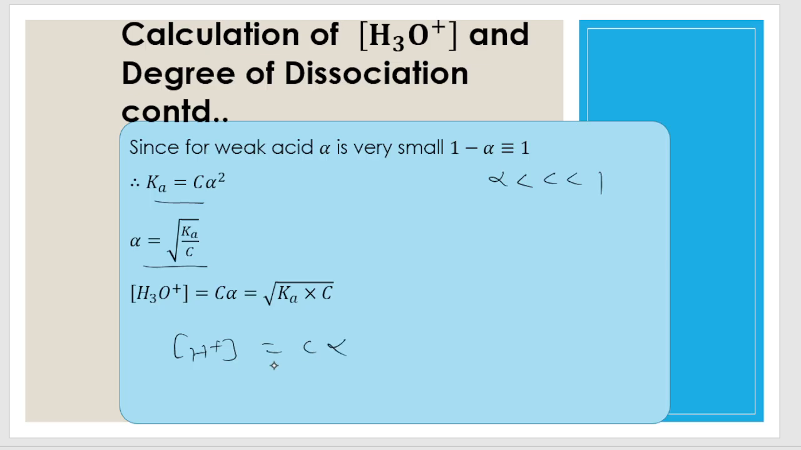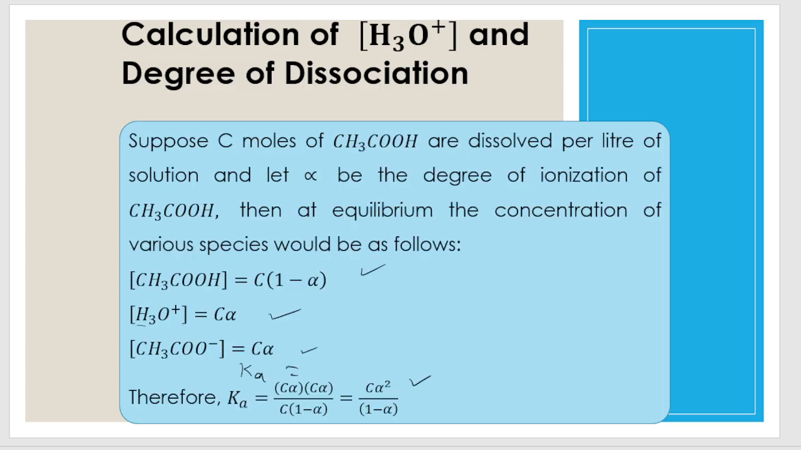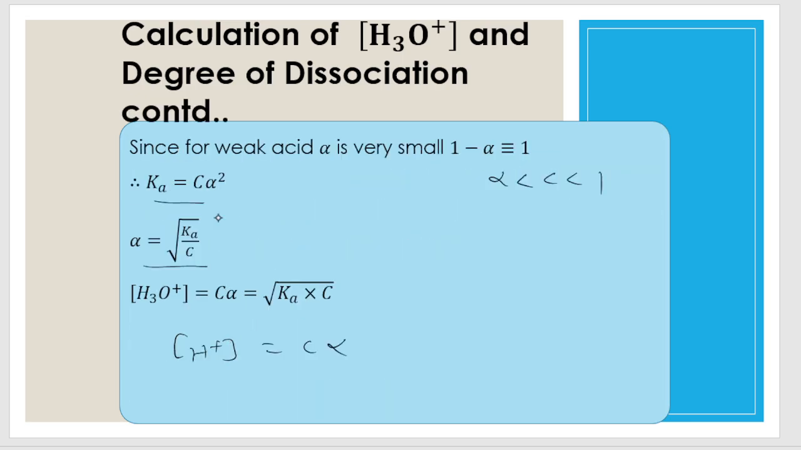H plus ion concentration you will get as C alpha, because we know this already. See here, H3O plus concentration is C alpha, and hence C into alpha, which is C into square root of Ka by C. If we substitute, you will get the other expression, square root of Ka into C.